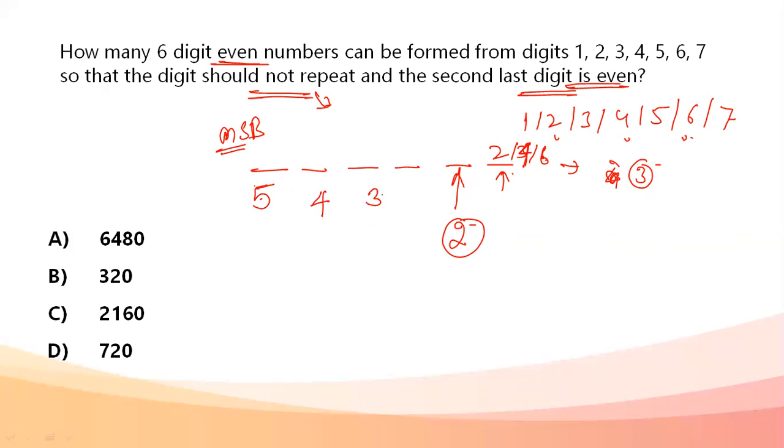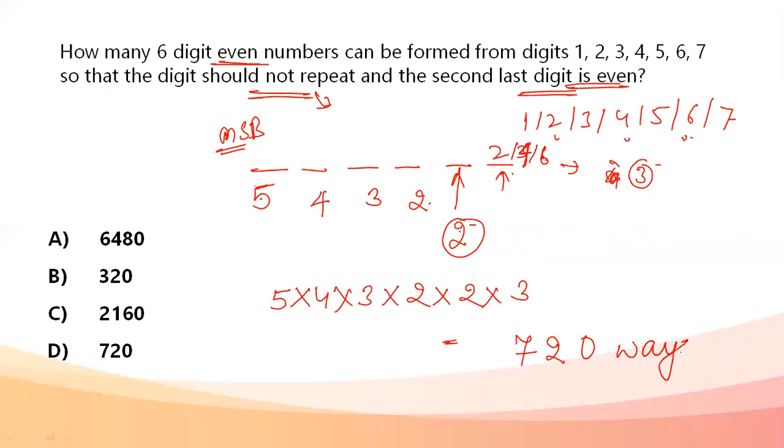Next, 4, 3, 2, this place is 2 and this place is 3. All of them together are going to form a six digit number. My answer becomes 5 into 4 into 3 into 2 into 2 into 3. On multiplying, it comes out to be 720. So, in total, 720 ways or 720 six digit even numbers can be formed out of the given set of numbers that I have. My answer is option D.